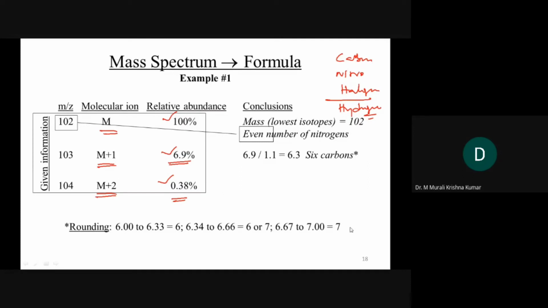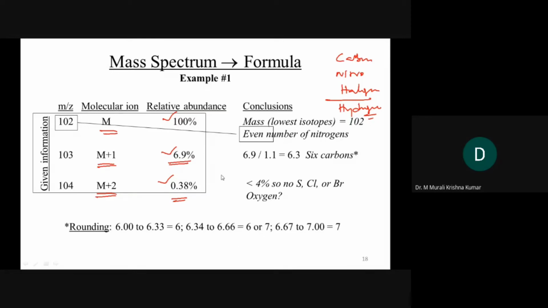6.67 to 7 is what we consider as 7. Please remember this. These are the conclusions which scientists arrived at after doing hundreds of samples. And the next one is the M plus 2 percentage, which is very, very low. It is not even 4%, because we need at least 4% to consider the presence of sulfur. If sulfur is there, then we would be getting an M plus 2 percentage of 4%. So that is it.